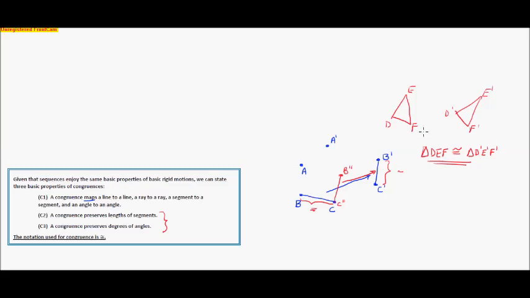So I could say the length of DF, there's my little symbol for line segment, is congruent to, and I have to match them up, DF would match up with D prime F prime.